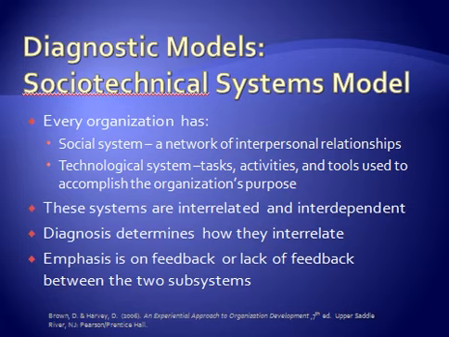This is based on two-system theory, that every organization has a social system and a technological system. The social system is the network of interpersonal relationships throughout the organization, and the technological system is the tasks, the activities, the tools that are used to get the job of the organization done, complete its services, complete its product. The socio-technical model says that these systems are interrelated and interdependent, so diagnosis focuses on how they interrelate. The emphasis on this particular model is diagnosing feedback or lack of feedback between the two subsystems.